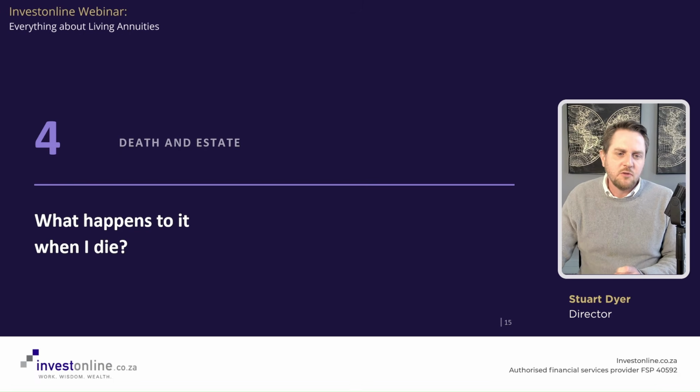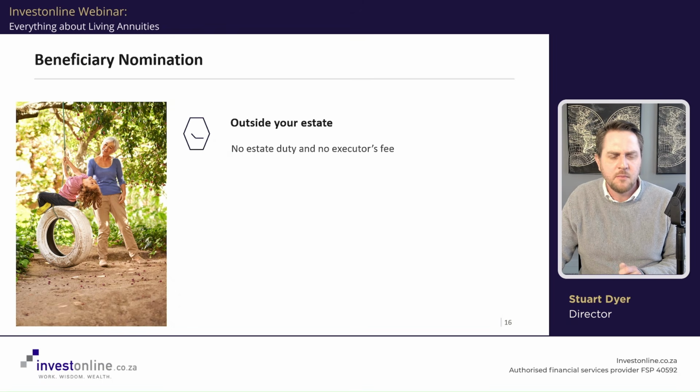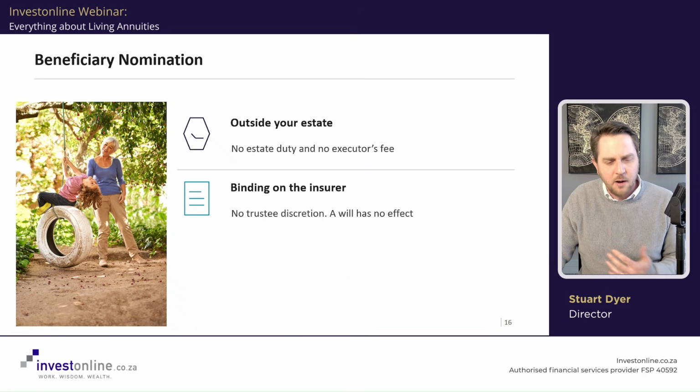So in this section, we're just going to go through the death and estate implications, and then I'll talk a bit more about Section 10C, which refers to the excess contributions. So just simply, a living annuity is an investment product that sits outside of your estate. You are allowed to have a beneficiary nomination. And unlike a pre-retirement fund, the beneficiary nomination is binding.